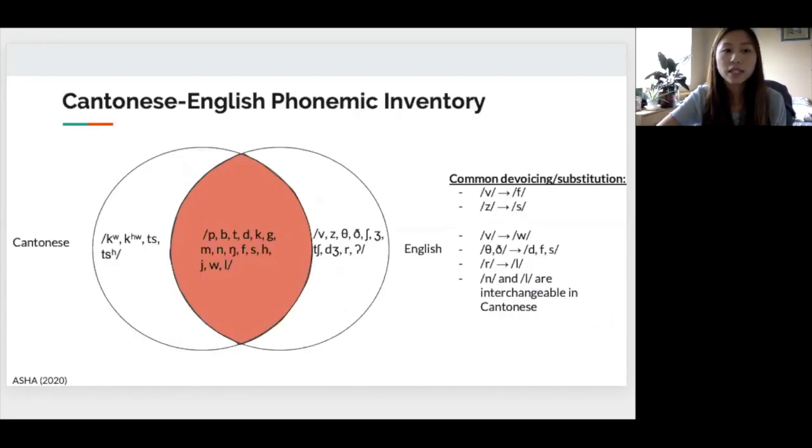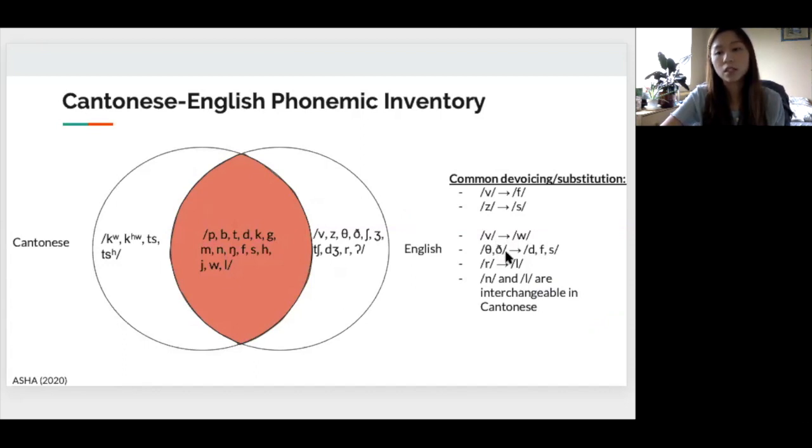So here is a Venn diagram of Cantonese and English phonemic inventory. You can see that Cantonese and English share quite a few of consonants, but most of the affricates and fricatives are unique in English. For a Cantonese speaker who speaks English, it is very common for v and z sound to be devoiced and to have some substitutions in consonants. For example, vacuum might be substituted with the w sound.